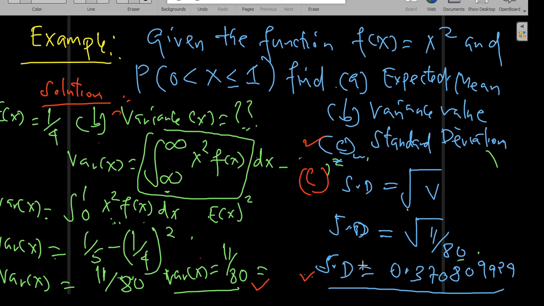So that marks the end since we have obtained the expected mean, variance value, and standard deviation.